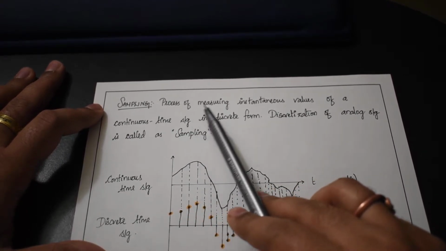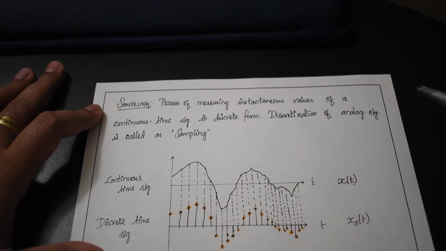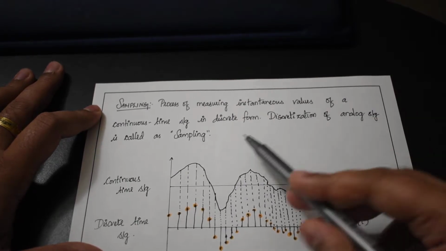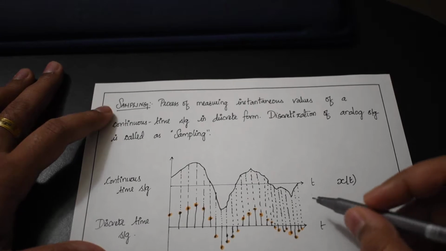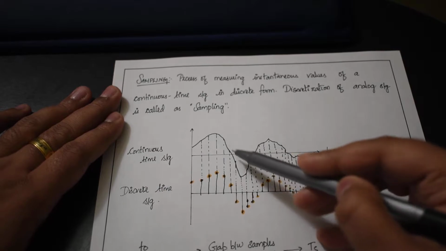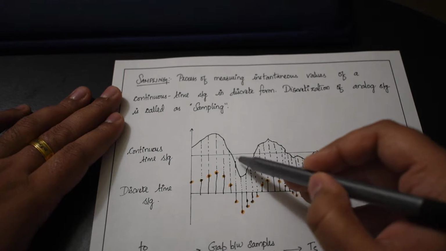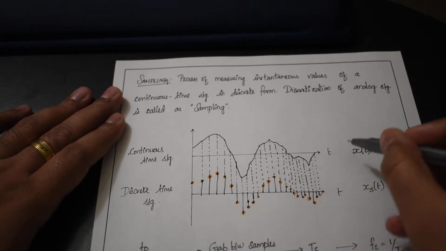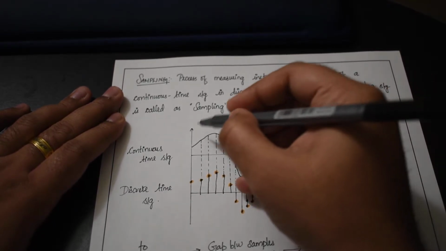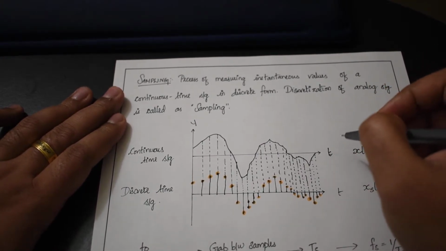Sampling is the process of measuring instantaneous values of a continuous time signal in a discrete form. In other words, when you make a discretization of an analog signal, it is called sampling. So we are going to take a continuous time signal. Let's say this signal is continuous in time. If you see the plot, it is mapped across time, and the x and y-axis could be anything. Here I think we can call it amplitude.